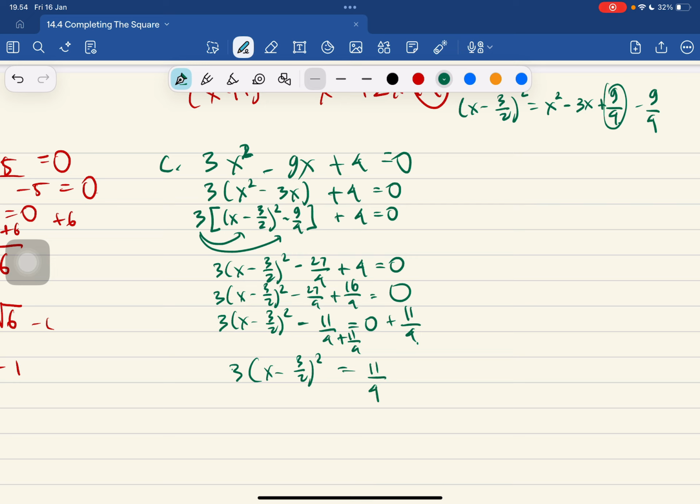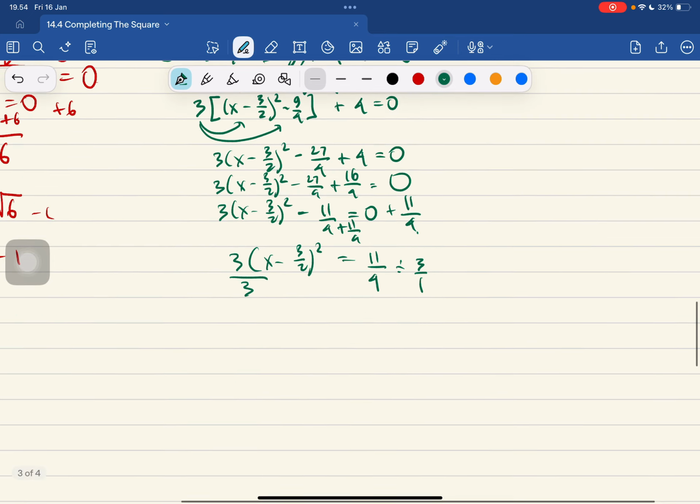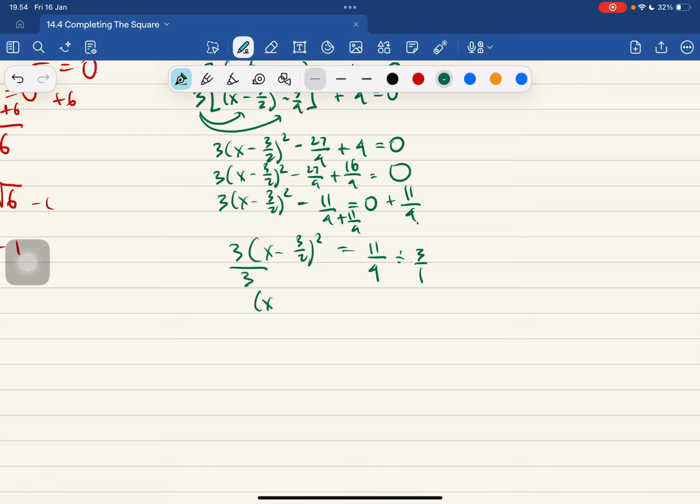Let us get rid of the multiplication by 3, so we divide by 3 on both sides. So only (x minus 3 over 2) squared remains, equal to this divided. So it's going to be 11 over 4 times 3, which is 12. Okay, get rid of this square, so we take the square root. So x minus 3 over 2 equals plus or minus the square root of 11 over 12.